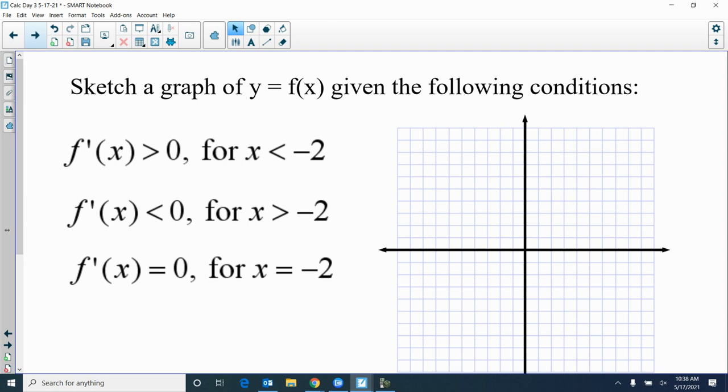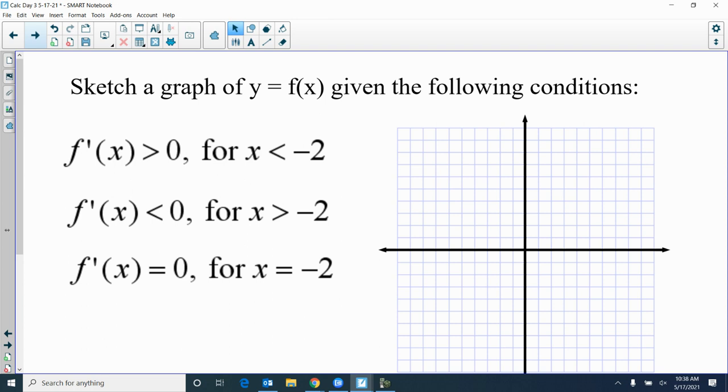So your original function is f of x, and those are the conditions of the derivative. For anything less than -2, the slope is positive. For anything bigger than -2, the slope is negative. What has to happen at x equals -2? The slope is 0, so we gotta have some type of maximum or minimum.